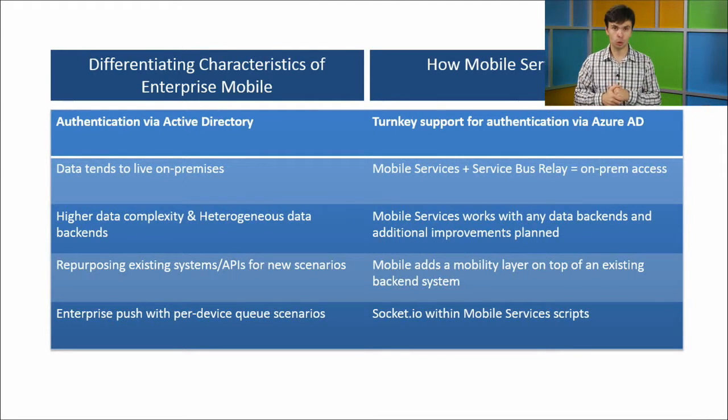Typically what you do is you would wrap your data on-premise in an API. It could be a REST API, it could be a WCF service, doesn't really matter. Once you wrap it in a REST API, you can configure it to relay connectivity from the outside world into that API. And then you can use that relayed connection from your Mobile Services scripts.